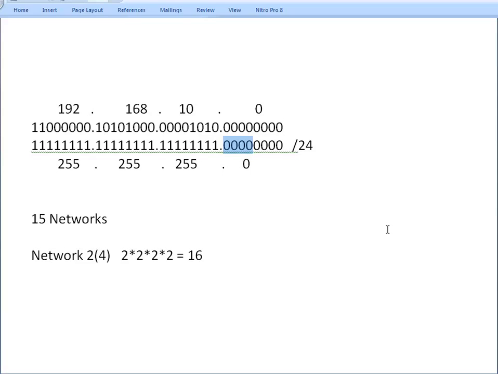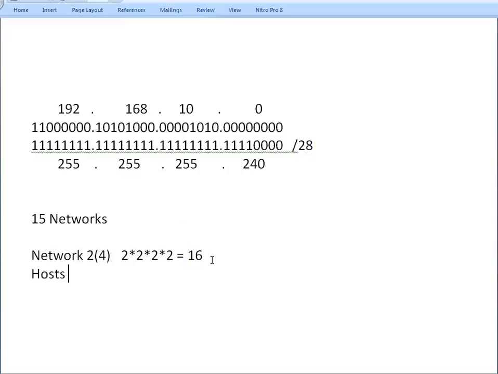So 4 zeros, I will change them into 1s. 1, 2, 3, 4. Now the prefix length is going to change to /28 because there are 4 extra ones. And my subnet mask will be 240. So if you borrow 4 bits, the subnet mask will be 255.255.255.240. The prefix length /28. And that will give you 16 networks.